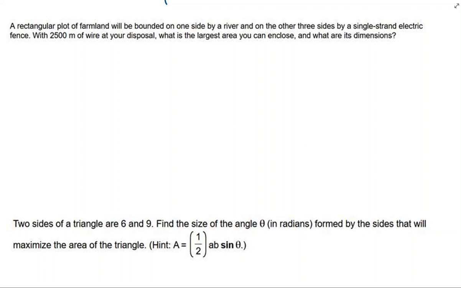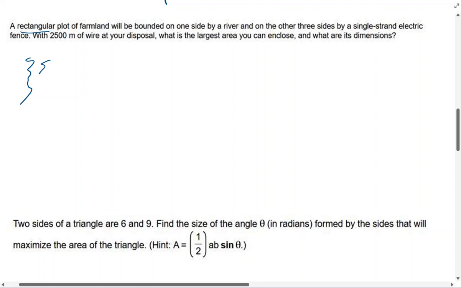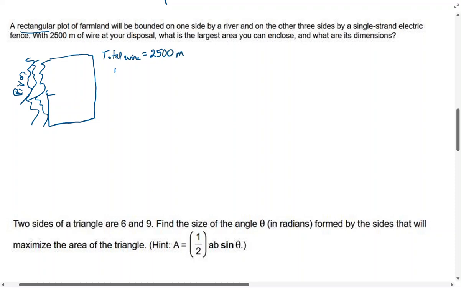A rectangular plot of farmland, so rectangular is one of the key buzzwords, will be bounded on one side by a river. So we've got a river going on here. And then it says, and on the other three sides by single strand electric fence. All right, so I got my river. I have a rectangular, make my river longer. And then they're saying we have a total wire, electrical wire, of 2,500 meters. What is the largest area?